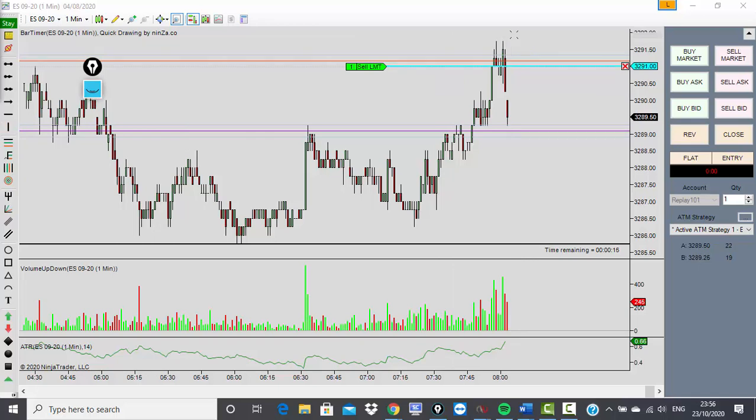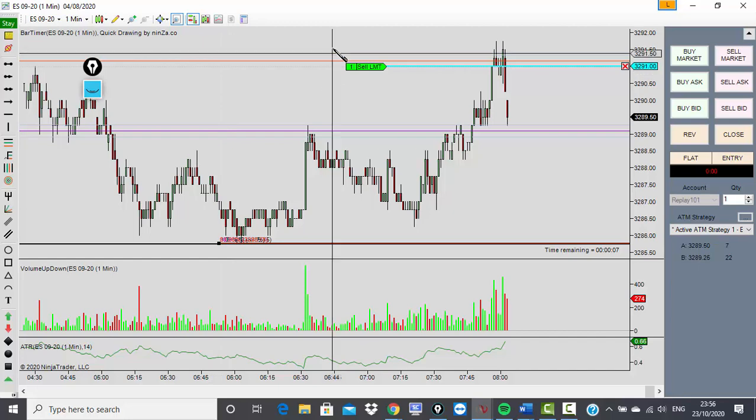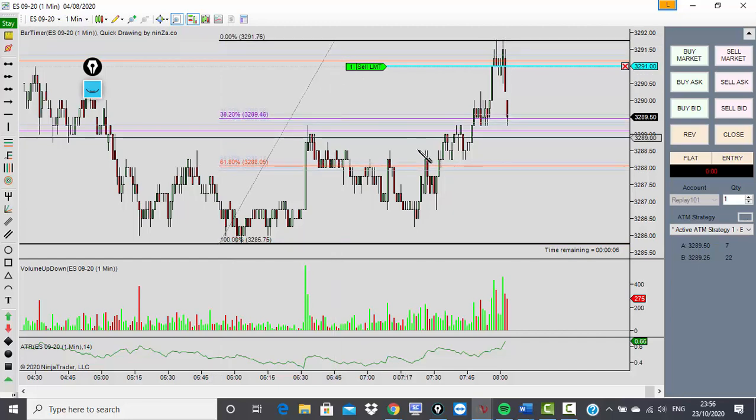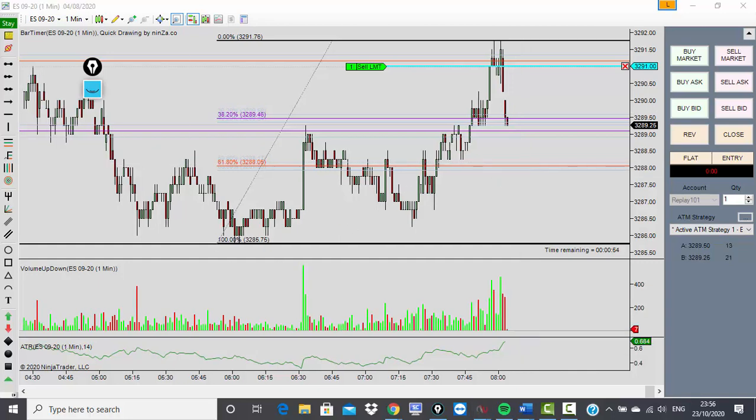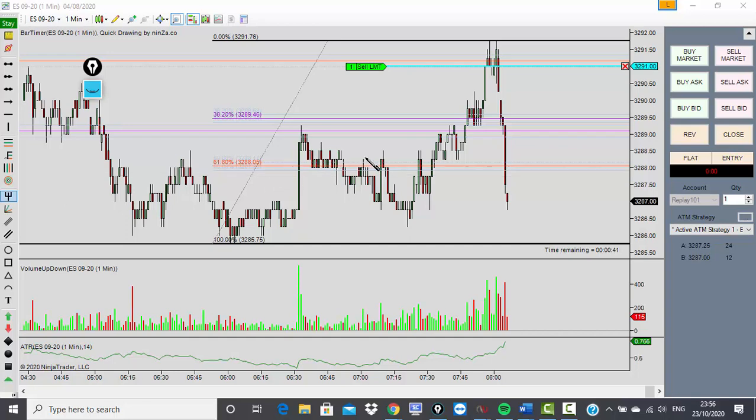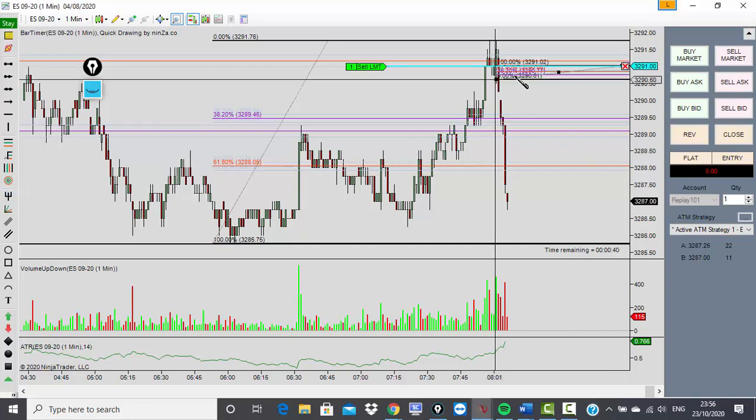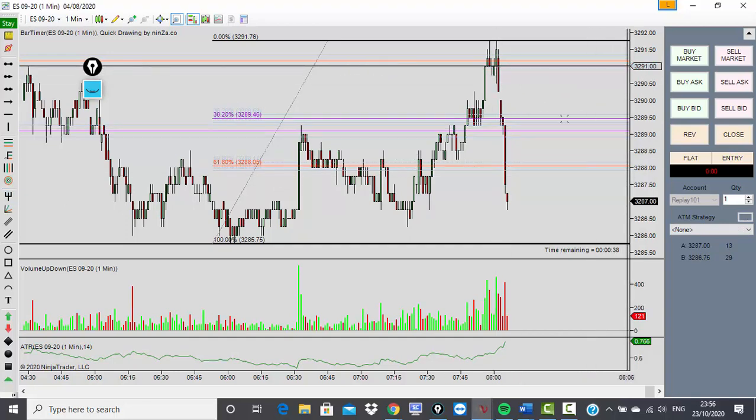The stop would be 92.25, a 5-tick stop. The target would be 61.8 back. So I go from this low to this, and my target would be 88. So let's see what happens. It does eventually. There you go. You would have got 3 points for 1.25 risk.